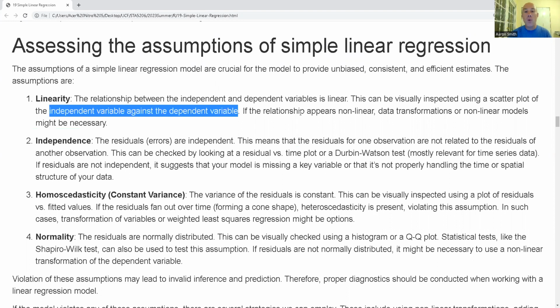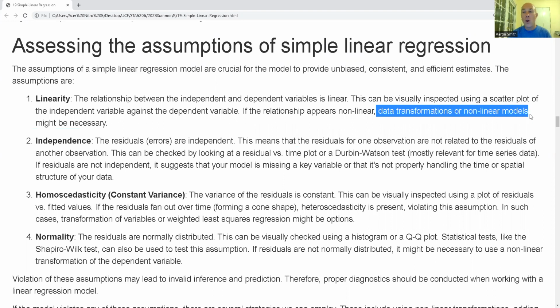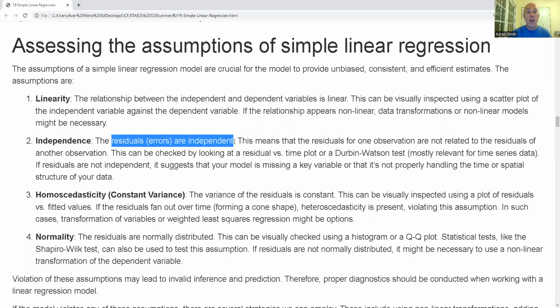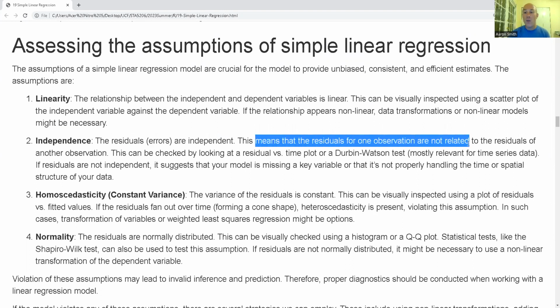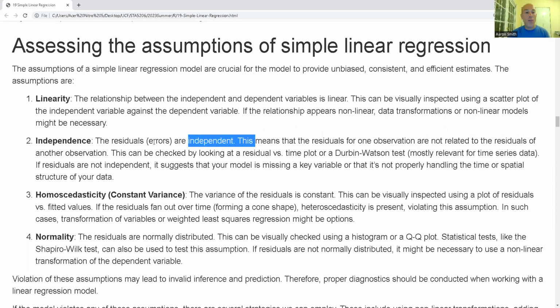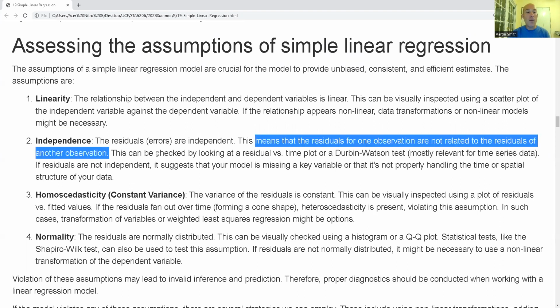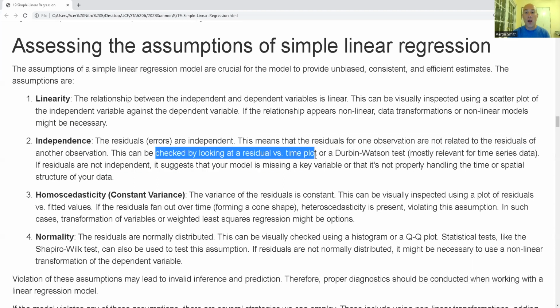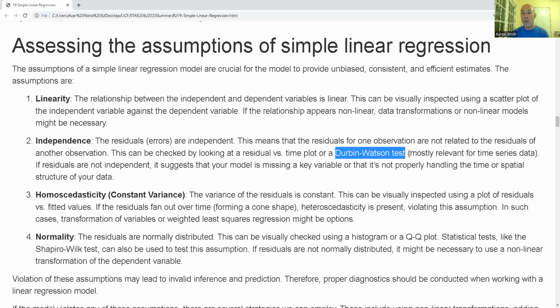If the relationship appears nonlinear, we could use a data transformation, or a nonlinear model might be what we want to use. Now, next one is independence. So we want the residuals to be independent of each other. The error needs to be independent of each other. This means that the residuals for one observation are not related to the residuals of another. This can be checked by looking at the residuals versus time plot or the Durbin-Watson test. This is mostly relevant for time series data.